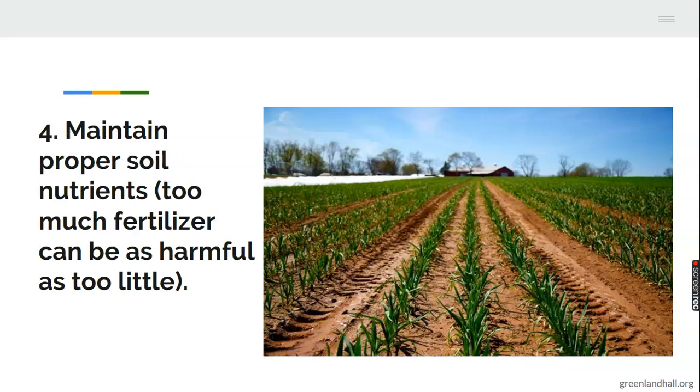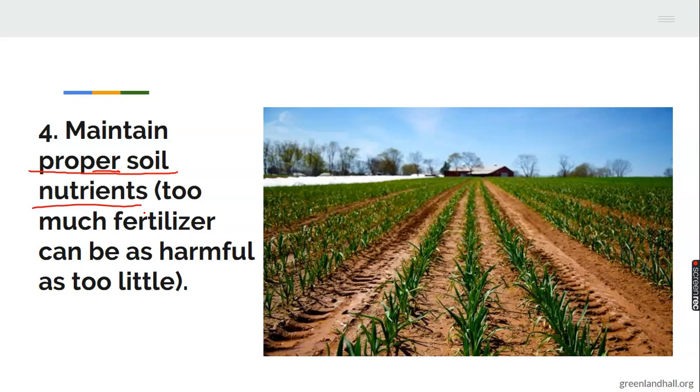Now, another thing to do to prevent all these pests, maintain proper soil nutrients. You see, look at the word there, proper soil nutrients. Proper. Look at this. Too much fertilizer can be as harmful as too little. If you put too much fertilizer in your crops, it can destroy the crops. And if you put too little, it may not be enough for the crops. So you must apply the correct measurement. That's what is called proper soil nutrient.